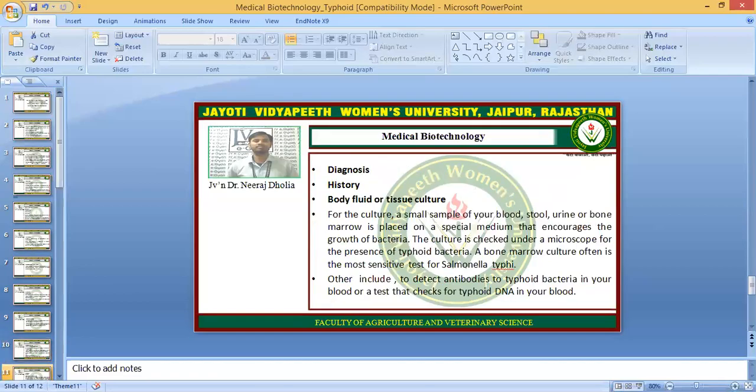So hope you are satisfied with this illustration, and if you have any query, please write in the comment box. In the next lecture, we will discuss the diagnosis, how the diagnosis of the typhoid is completed.